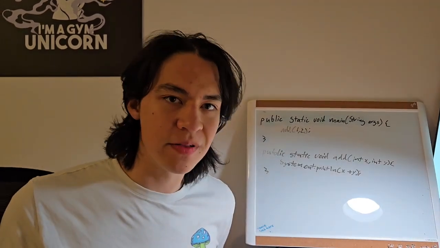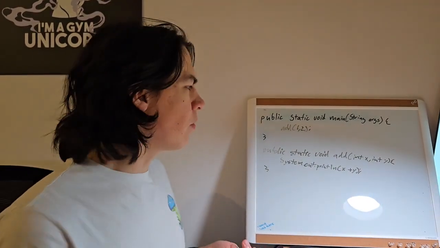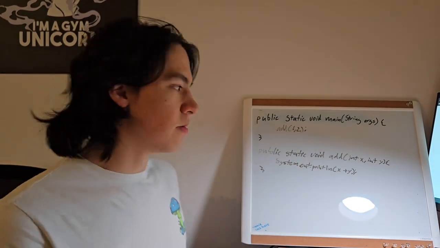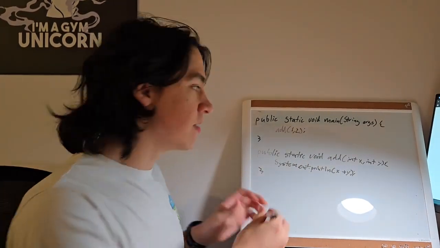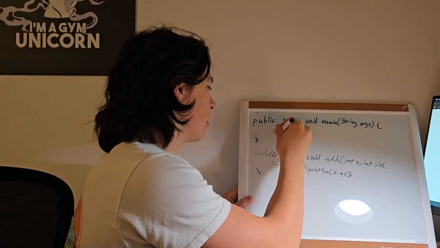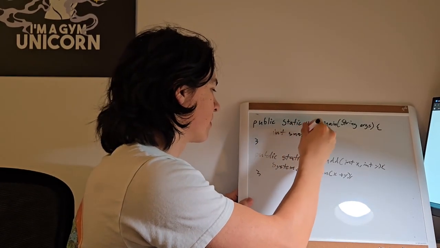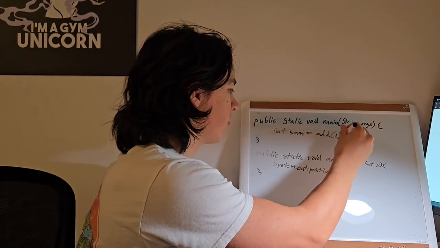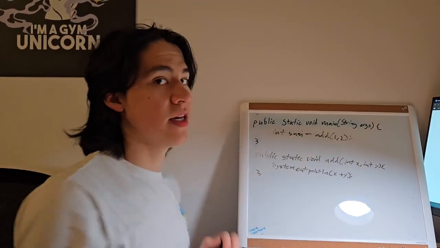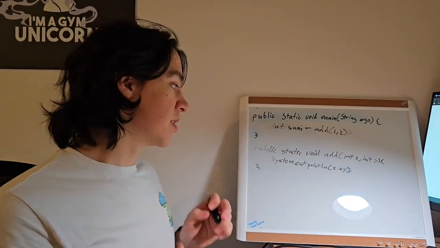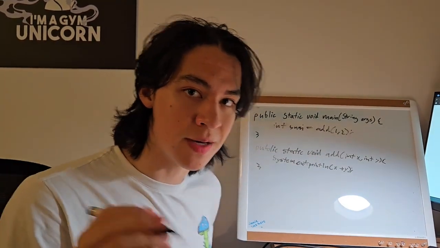Now this is all perfectly fine, but what if we want to store the value we get from adding them? Right now, we don't really have a way to do that. So if we have an integer sum in main, is there any way to set the result of adding 1 and 2 into sum? This doesn't work. This is going to throw an error. So this is where the return comes in.